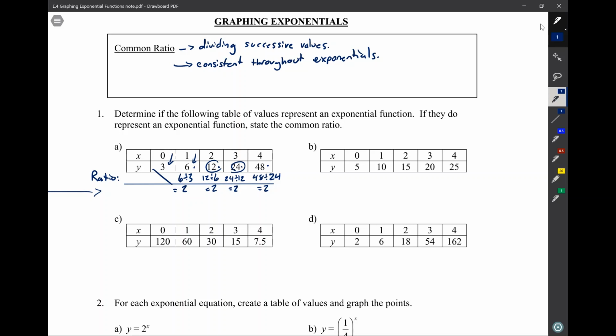So here, what the question is asking us is to determine if the following table of values represents an exponential function. Since the ratios are common, therefore this is an exponential.